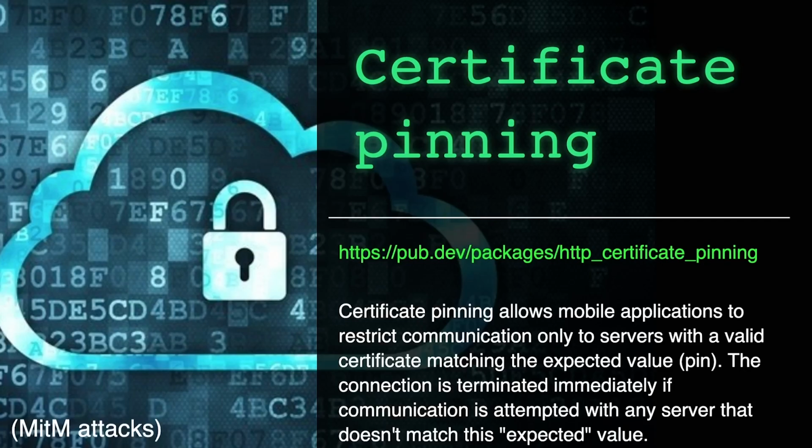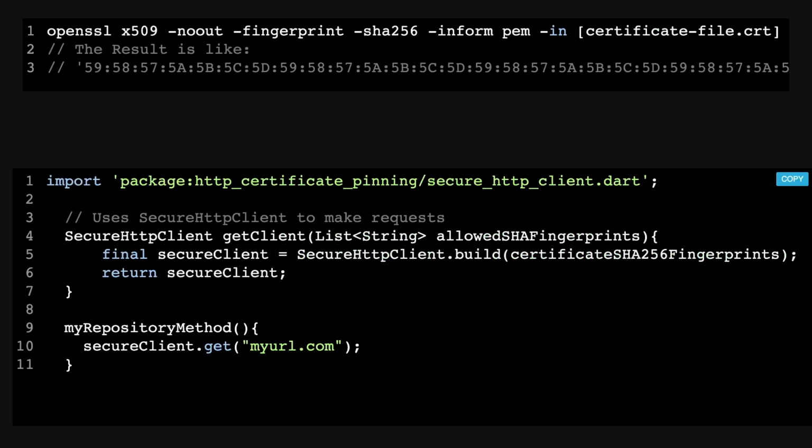One of the solutions that you perhaps can do in Flutter is using packages for HTTP certificate pinning. Certificate pinning allows mobile applications to restrict communication only to servers with a valid certificate matching the expected value or PIN. The connection is terminated immediately if communication is attempted with any server that doesn't match this expected value. You can start doing that in Flutter by using HTTP certificate pinning. You should do it properly, otherwise it may even bring more security risks to your applications.